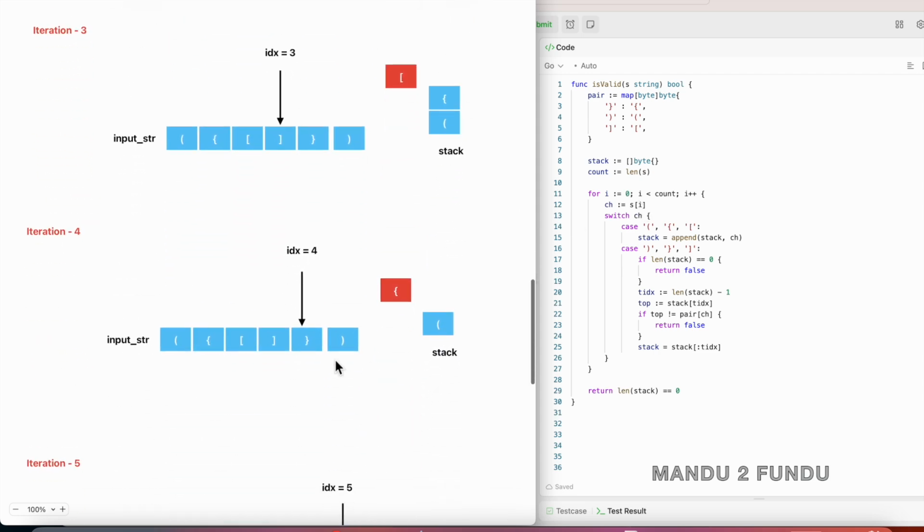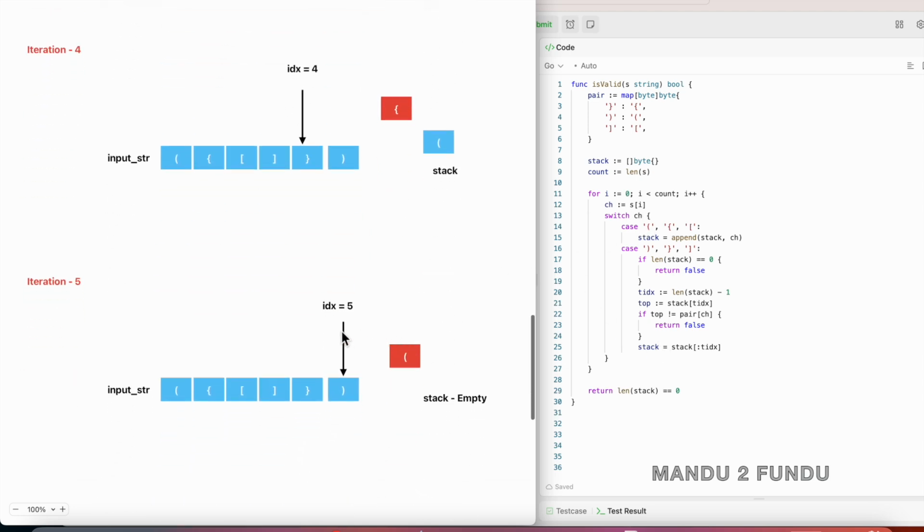In iteration 4, we see the closing curly brace, then we check whether the top of the stack has the opening curly brace. So that's what we are seeing. So we proceed to the next iteration. The final one, we see the close parenthesis. We expect an open parenthesis in the stack, so that's what we are seeing.